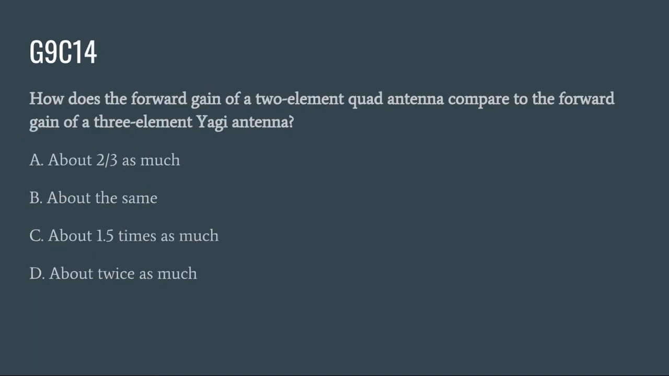G9C14, how does the forward gain of a 2-element quad antenna compare to the forward gain of a 3-element Yagi antenna? A. About 2/3 as much, B. About the same, C. About 1.5 times as much, or D. About twice as much. Correct answer is B. About the same.